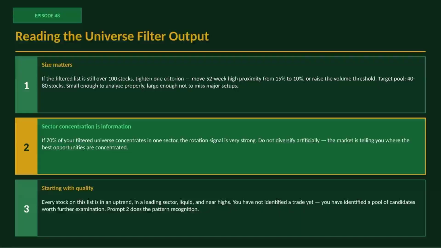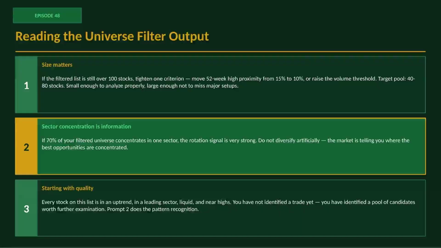Sector concentration. If 70% of your filtered universe is concentrated in one sector, the sector rotation signal is very strong. That is useful information. You are essentially being told that the best opportunities are concentrated in one area. Do not diversify artificially, just to spread the risk.